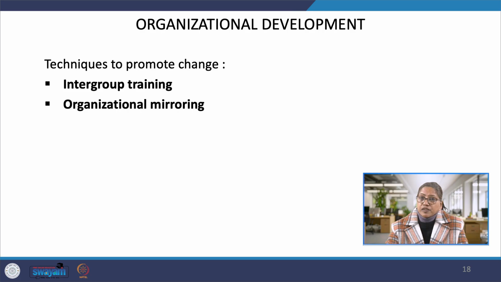Organizational mirroring is a technique where a facilitator tries to bridge relations between two groups which are in collision, always having some kind of issues or problems. Each group takes turns describing the other group, and then finally they try to understand the perception about the other group, overcome those perception issues, and then work together.